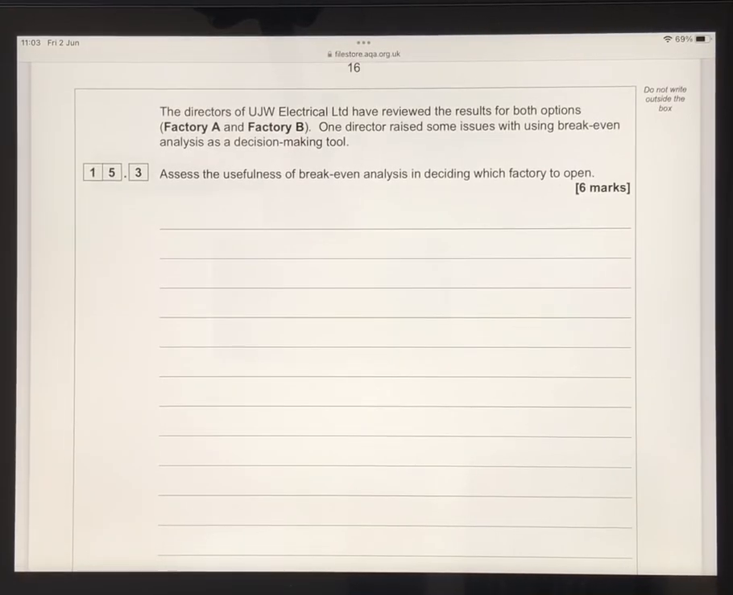Hello, welcome to AQA Accounting. In this session, I'll be going through a 6-mark question. So on paper 2, 2021, question 15.3.